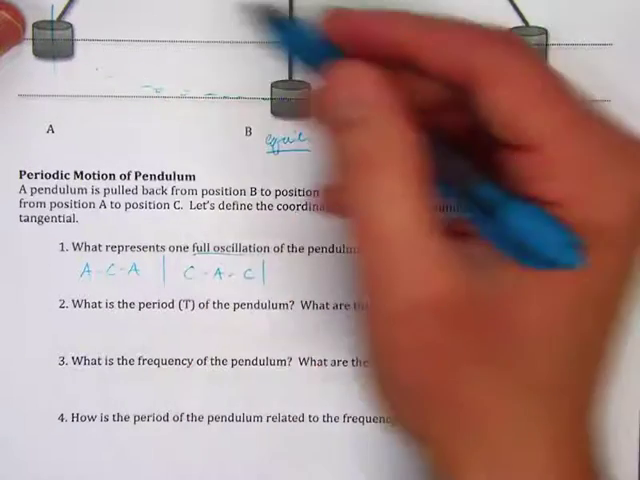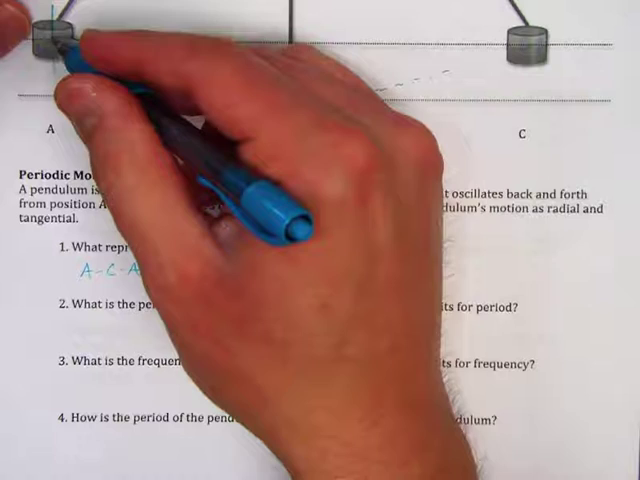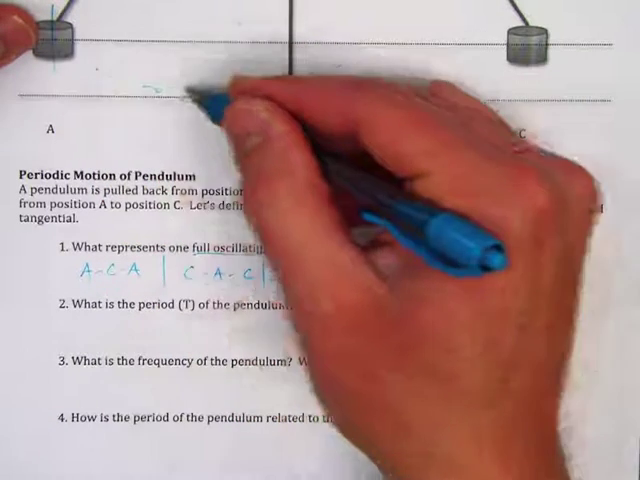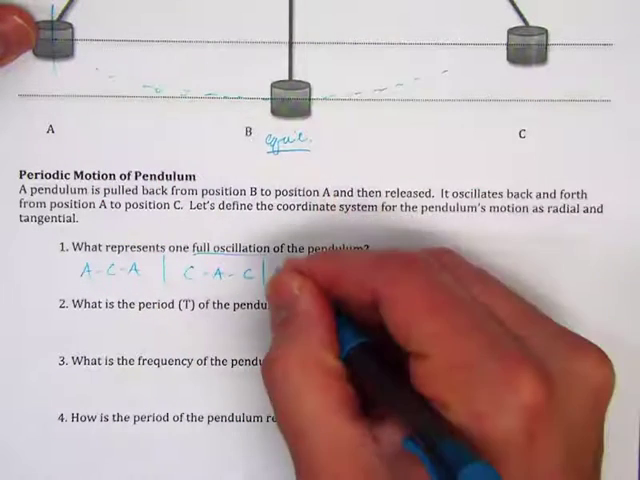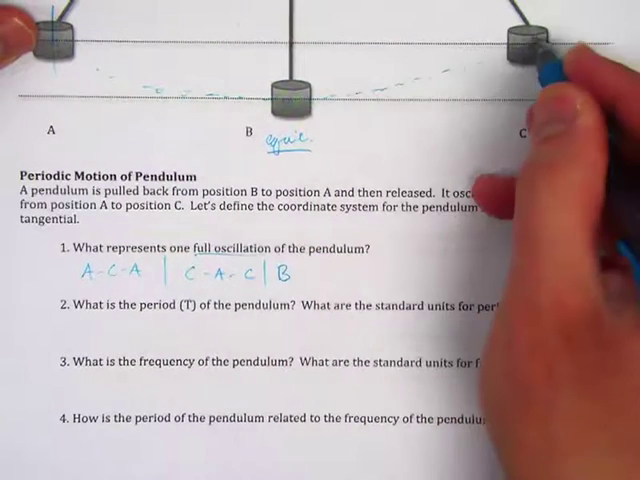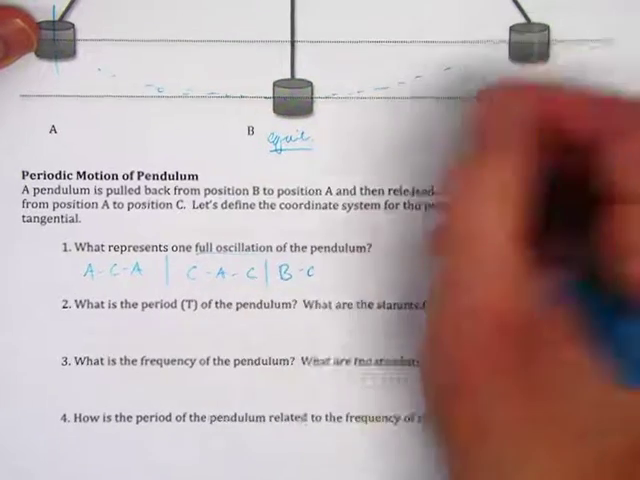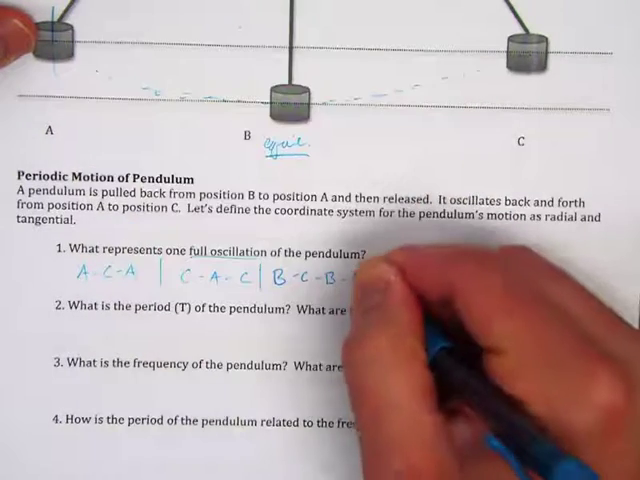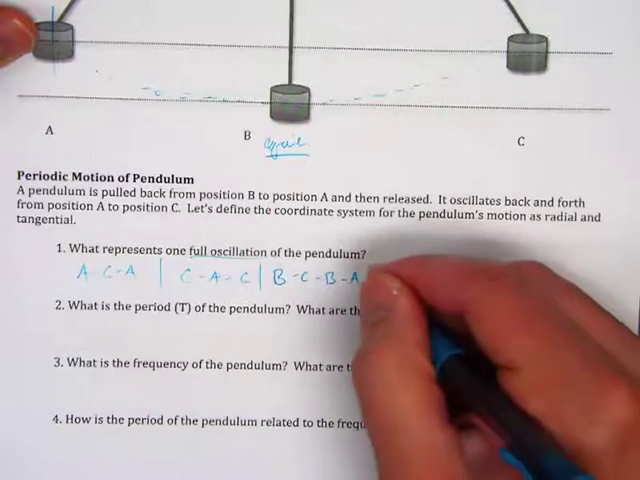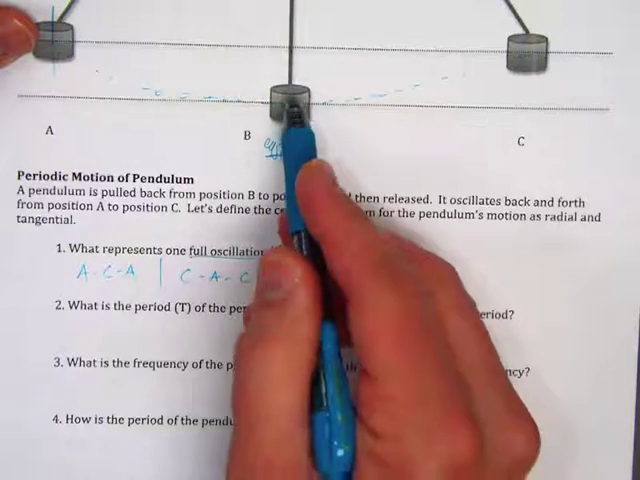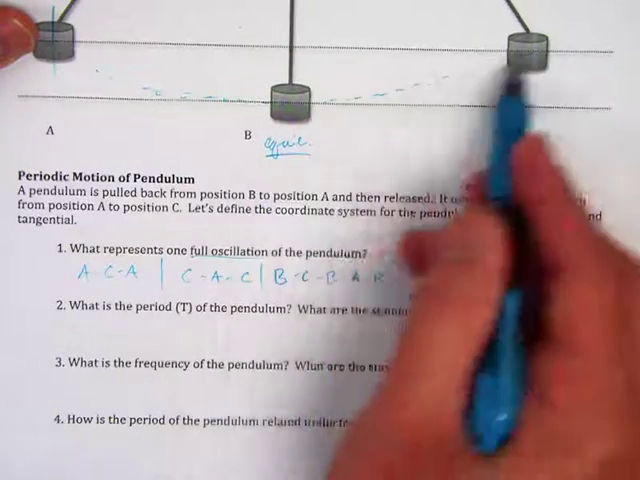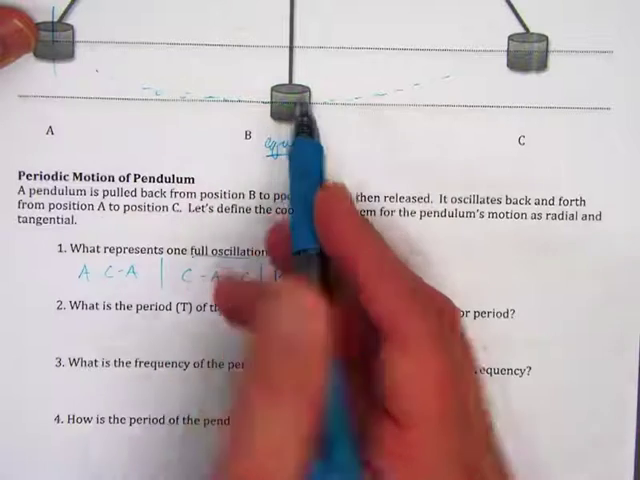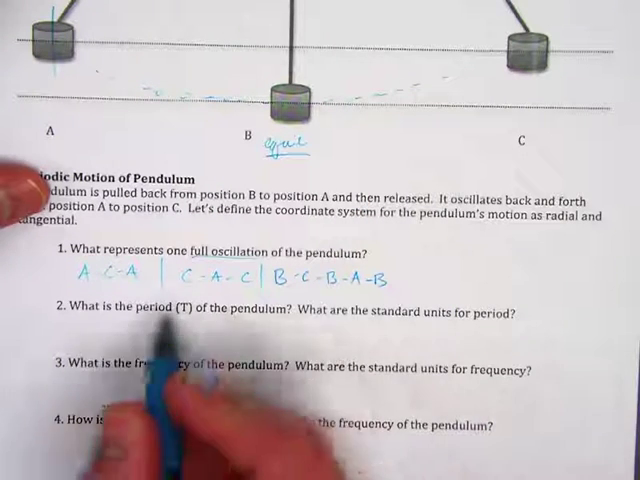If I wanted to look at it from B, let's say I bring it back to A, I let it go, and it crosses past B, it would be B up to C, back to B, back to A, and then back to B. So it would be back to equilibrium, but in the direction that it was moving. So one full cycle. What is the period of the pendulum?